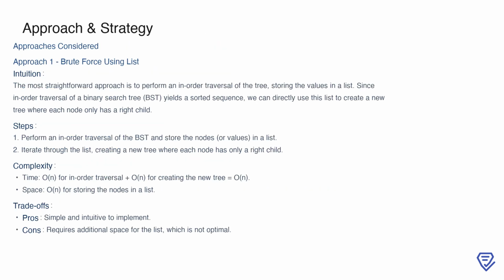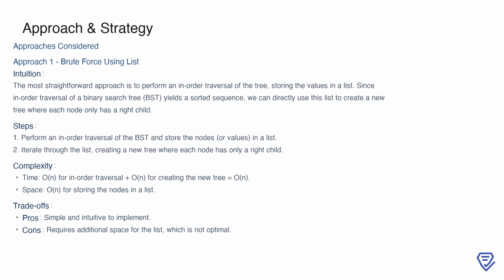To address the problem of rearranging a binary search tree into an increasing order search tree, one straightforward approach is to use a brute force method involving a list. The intuition here is simple. We know that performing an in-order traversal on a binary search tree yields the nodes in sorted order. So, we can use this property to solve the problem.